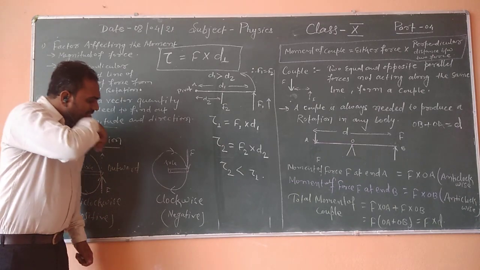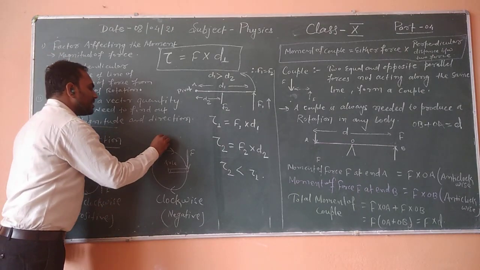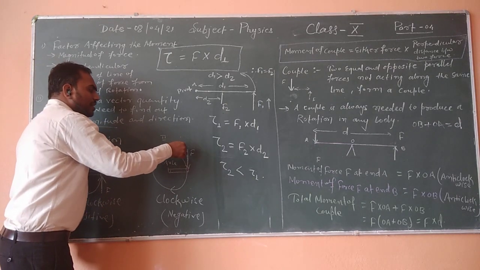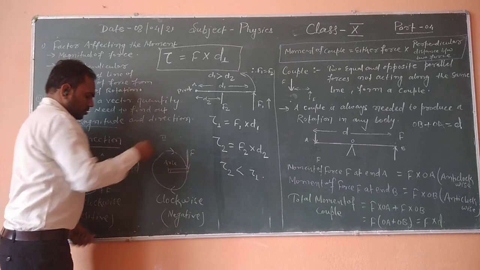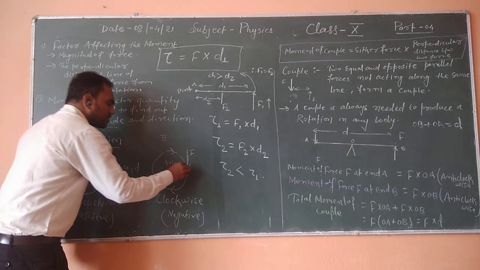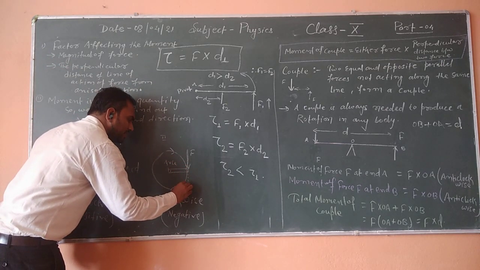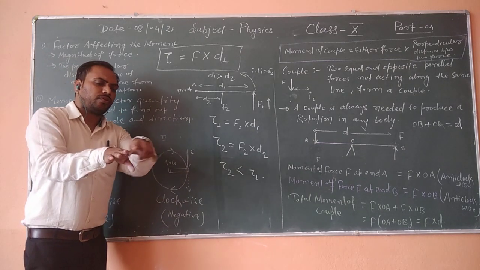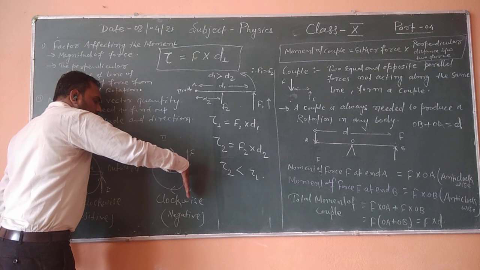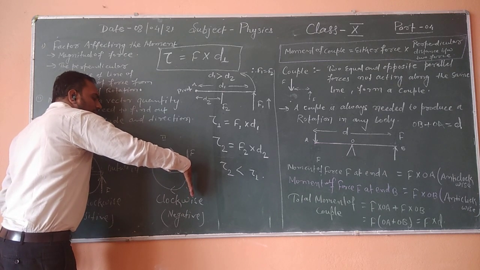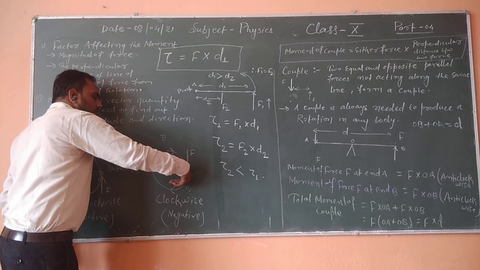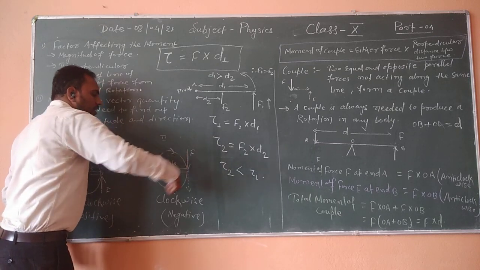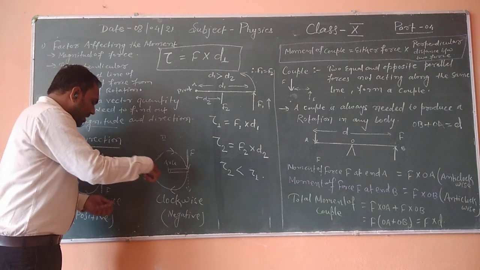Similarly, in the second case, here the force is applied from up to down. So the line of action of this force will be in this direction. Simply put your palm on the line of action of force and curve it towards the axis. The thumb will point inward, perpendicularly inward.